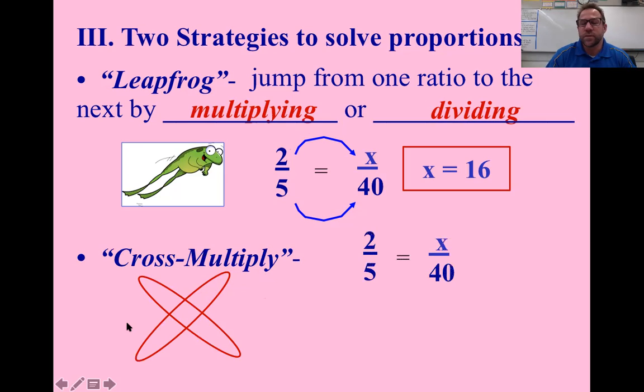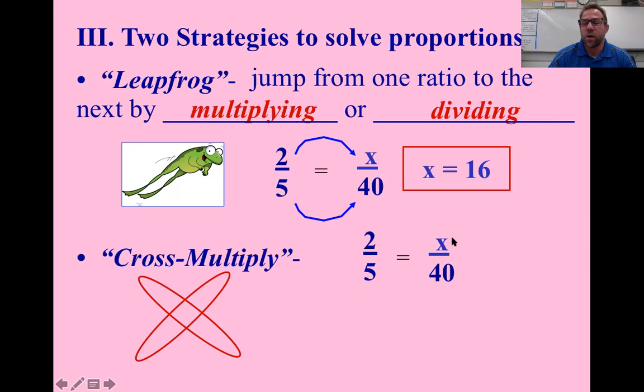I'm going to take the same proportion. We just leapfrogged, going here to here and then over to here, but now I'm going to do it a little differently. I'm going to cross multiply, going across the proportion. I have one ratio equal to another ratio, so the whole thing is a proportion, and I want to solve for X. I want to find out what that missing number is.